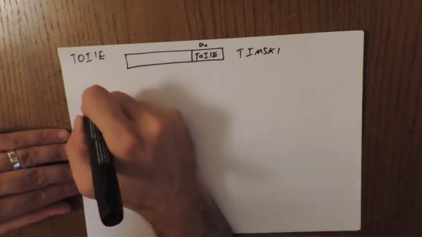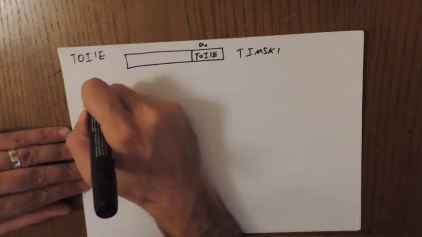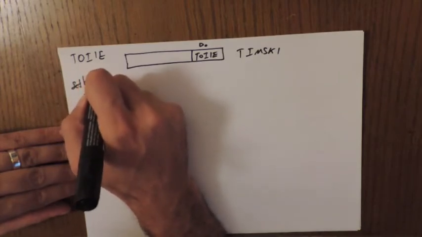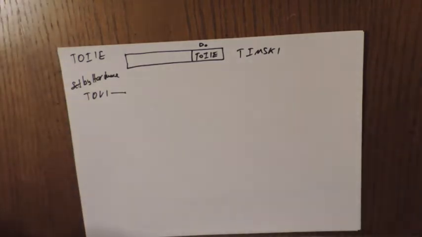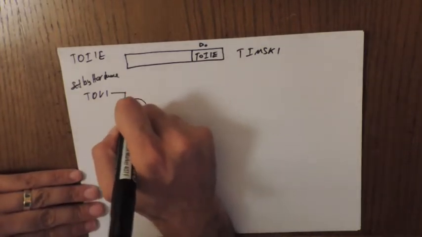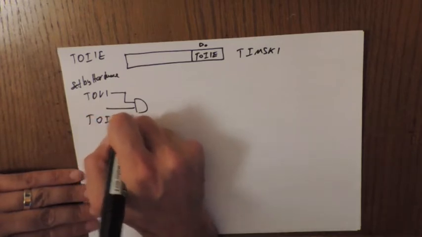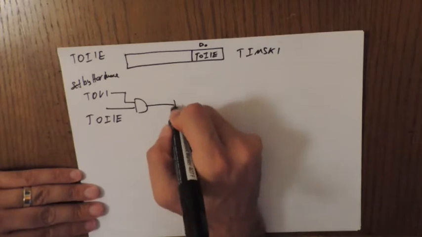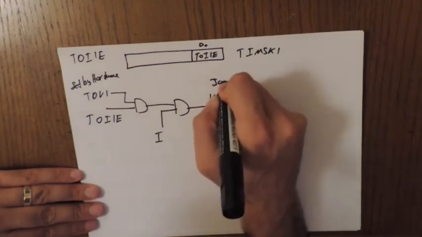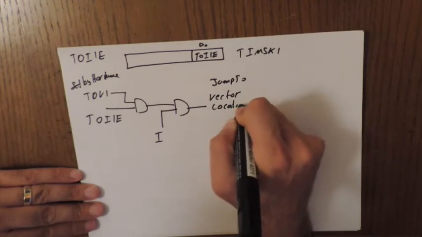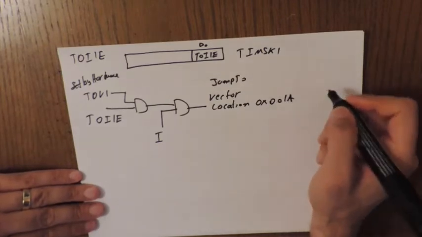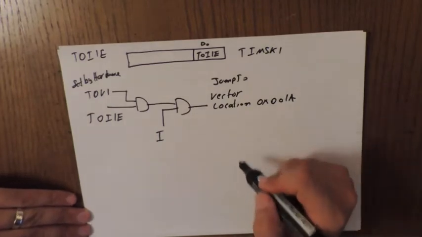So let's say we have timer 1, or TOV1, this is the flag. If this is set by hardware, as I said, the timer expired, the timer hardware sets TOV1, and then I need to have also TOIE1, the enable that I set, and then another AND gate with I, so that I can jump to the vector location 0x001A, and the same for INT0 and INT1.